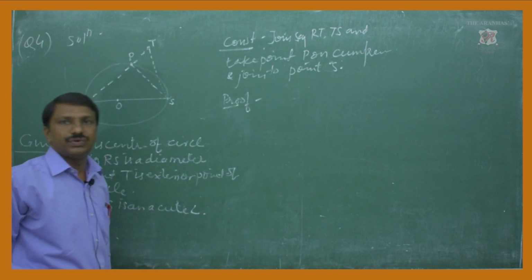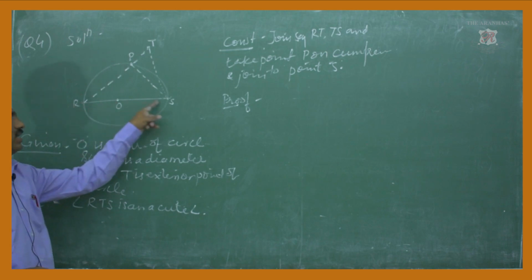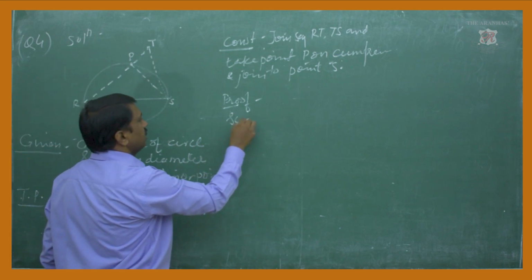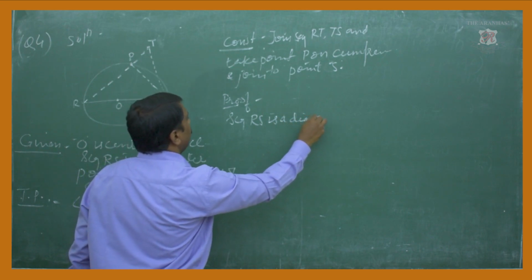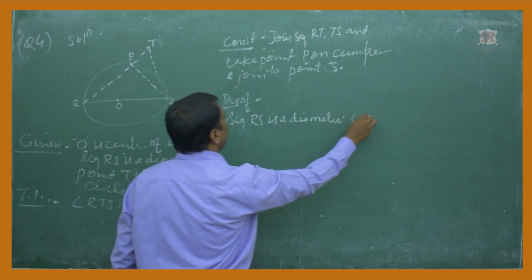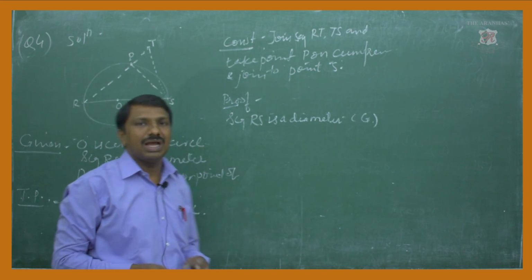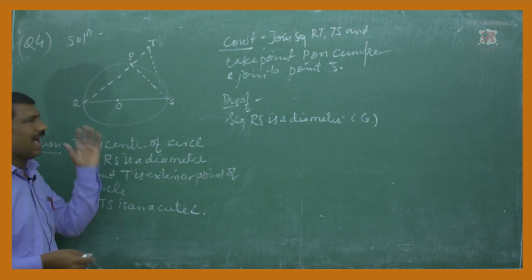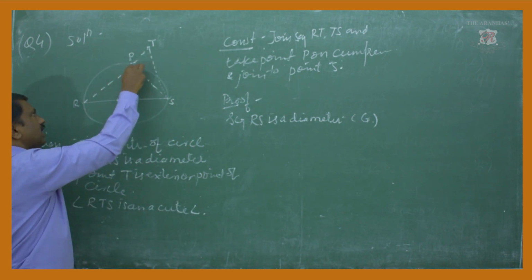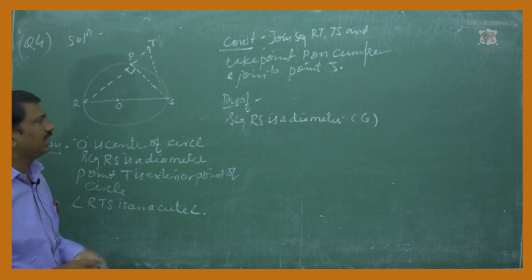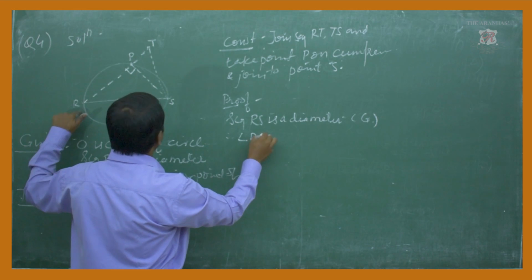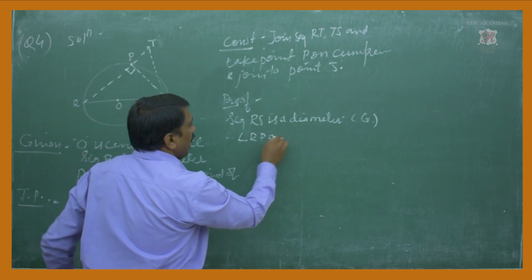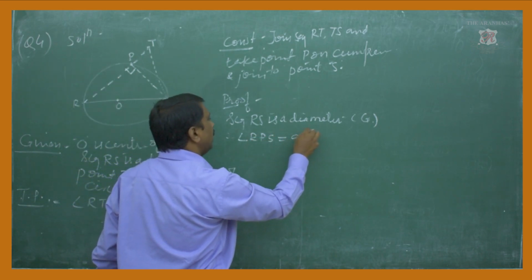Okay, what is the proof? Look here now. RS is the diameter. We'll write this segment RS is a diameter, which is already given. So what is going to happen? We know that the angle in a semicircular arc is 90 degrees. Therefore, angle RPS is equal to 90 degrees.